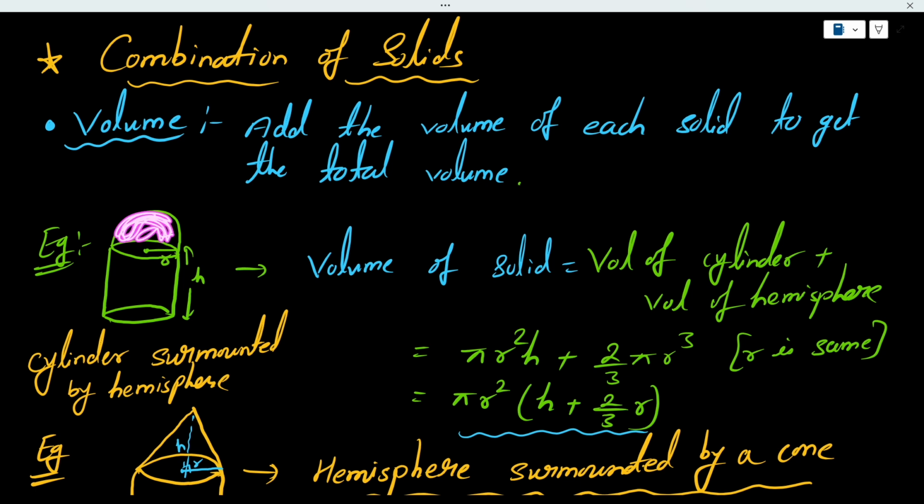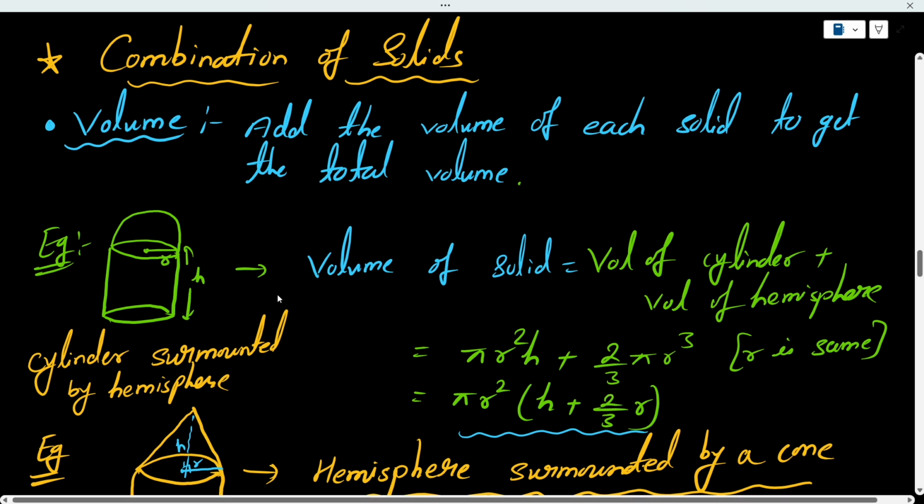So what will be the total volume? Volume of cylinder plus volume of hemisphere. Always first put the formula, because the radius is the same. So pi r square h plus 2 by 3 pi r cube. You can take pi r square common, then the first term will be left with h, and the second term will have 2 by 3 r. Right? Before substituting the values, always take common whatever is possible, so your calculation becomes easier.